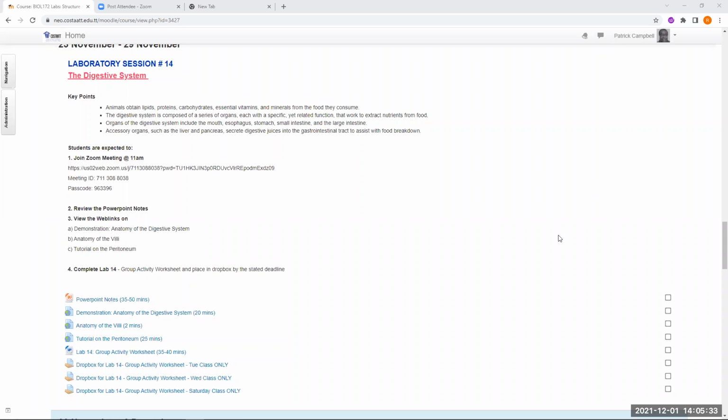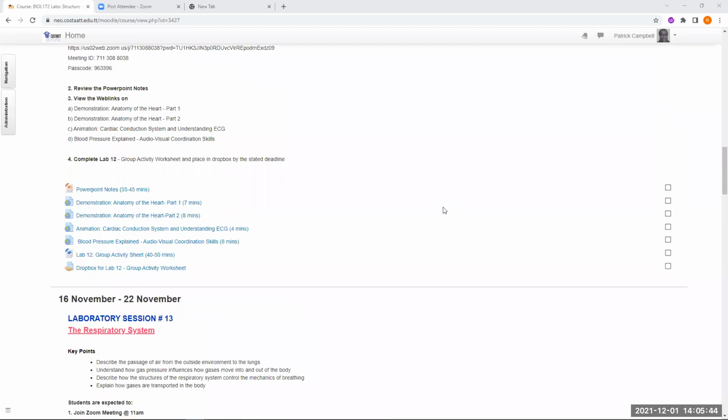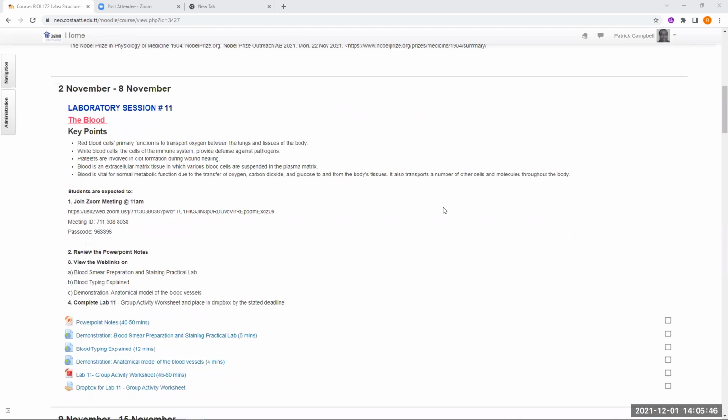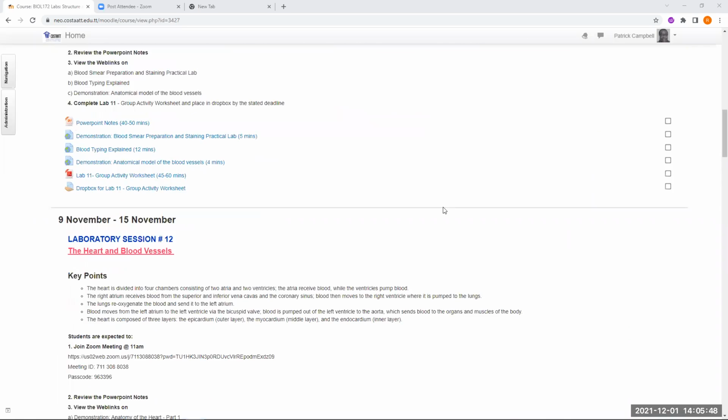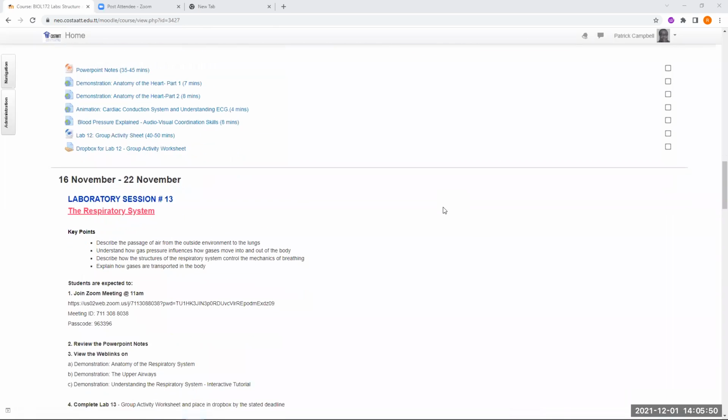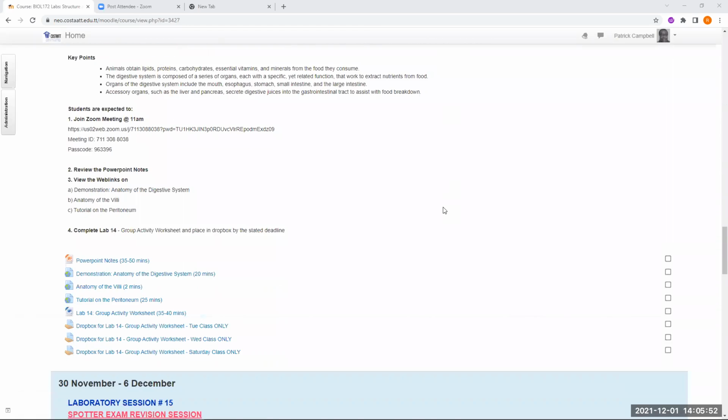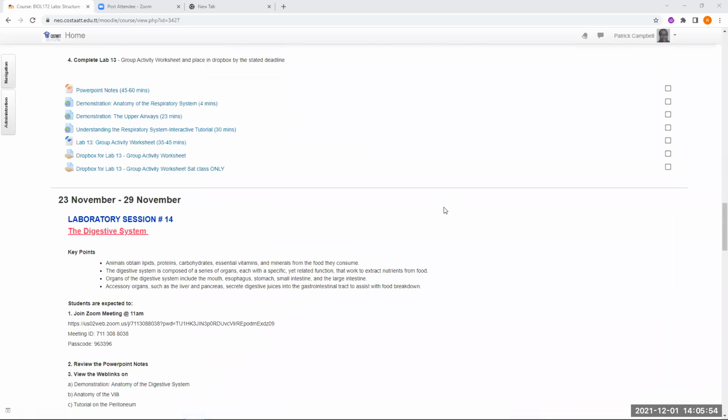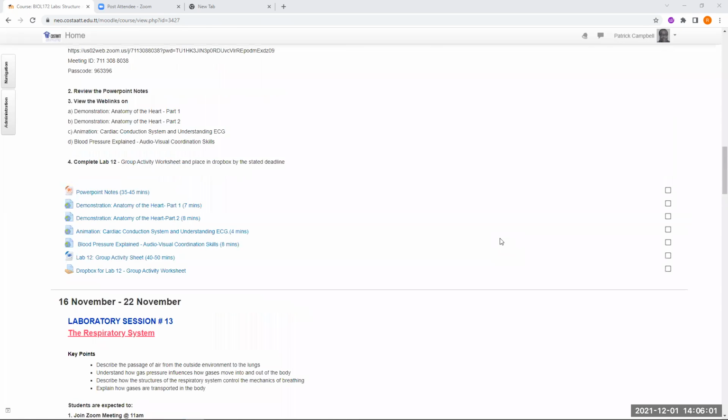And today we'll be doing a bit of a revision session to see what's in store for us as it relates to the spotter next class day. Thus far, what have we covered in terms of materials? Well, we have looked at the blood, heart and blood vessels, the respiratory system, and the digestive system. So in terms of the spotter, material from these things will be present for your spotter itself.